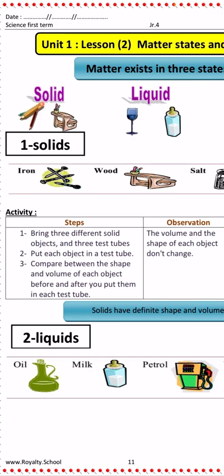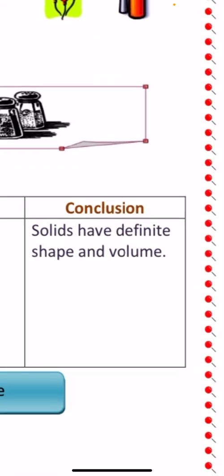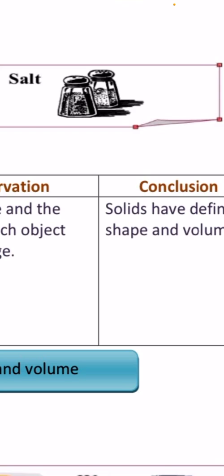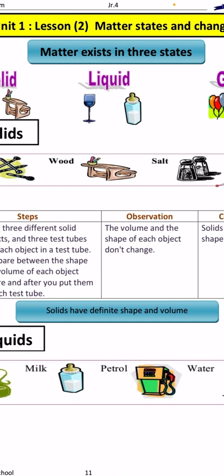When we make a comparison before and after, we see that solids have definite shape and volume. By the meaning of what? The solid shape doesn't change, and the volume doesn't change. Doesn't change means it's definite. So solids have a definite shape and volume.